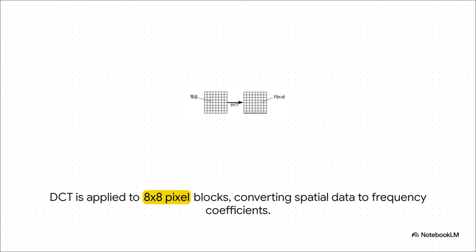And this image just shows it perfectly. See, on the left, that's what we see, an 8x8 square of pixels. Then you run the DCT on it and you get what's on the right. Now that looks like another grid, but it's not pixels anymore. Those are called coefficients. And each number basically tells you how much of a specific pattern, like a smooth gradient or a sharp edge, is in that original block.